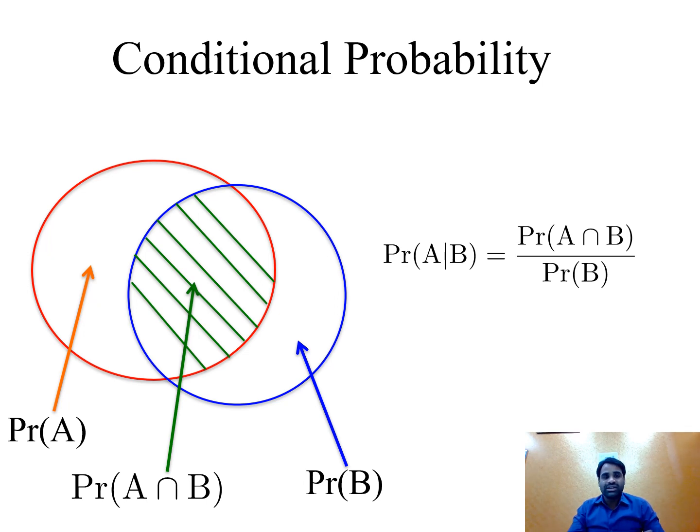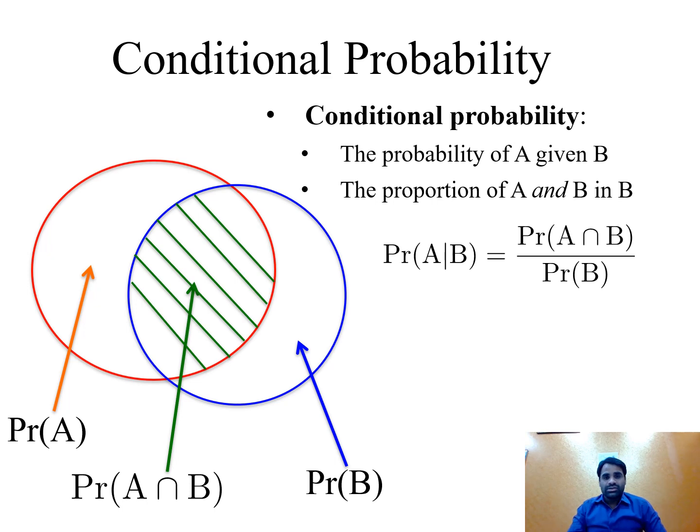The conditional probability is defined as probability of A given B equals probability of A intersection B divided by probability of B. Here the probability of B is the marginal probability of event B, and the probability of A given B is the conditional probability of event A. And as we know, probability of A intersection B is the joint probability.